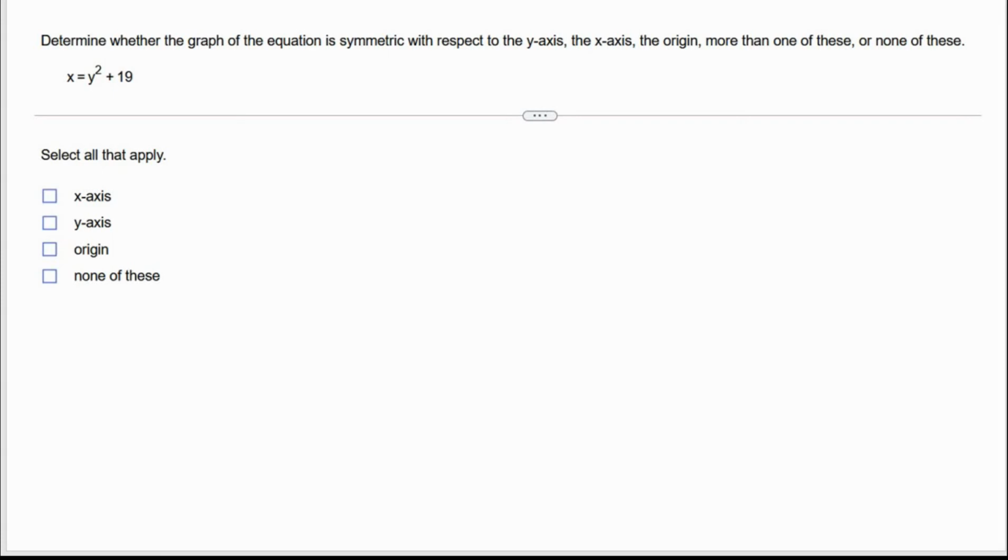So anyway, what about this guy? Symmetric with respect to the x-axis, y-axis, origin, or none of these? X-axis. X-axis, because it's that y squared, right? Very good.